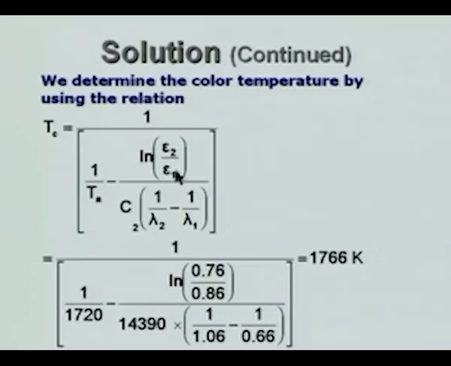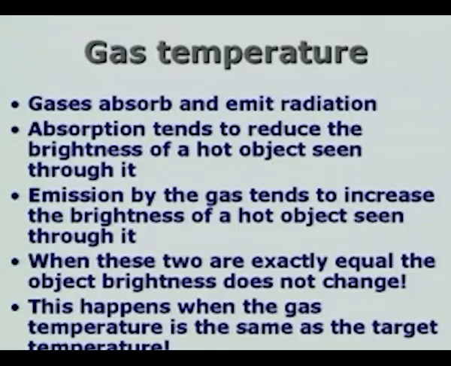However, if epsilon 2 and epsilon 1 are different, then you see that the temperature Tc is not equal to the actual temperature, it may be either greater or lower. In this particular case, it so happens it is going to be higher than the actual temperature.